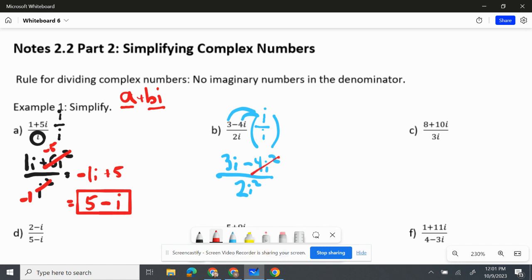Now, I squared is -1, so that would become +4. I squared is -1, so that would be a -2. So when we divide it, we have 3 over -2I. And then we have 4 divided by 2, which is -2. Once again, we're going to write it as the real number first and then our imaginary number second.